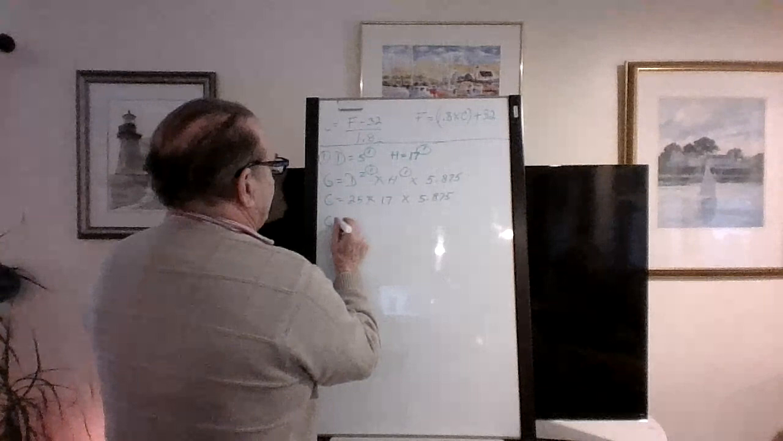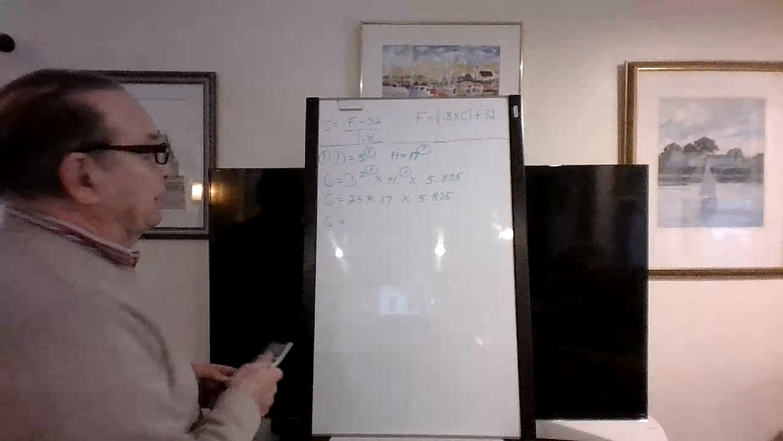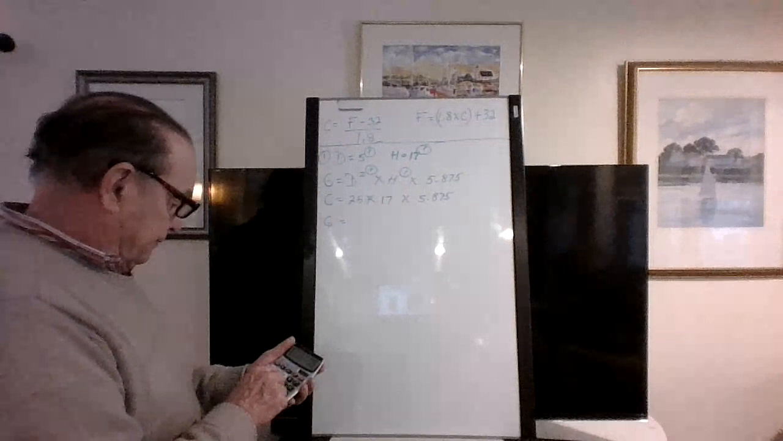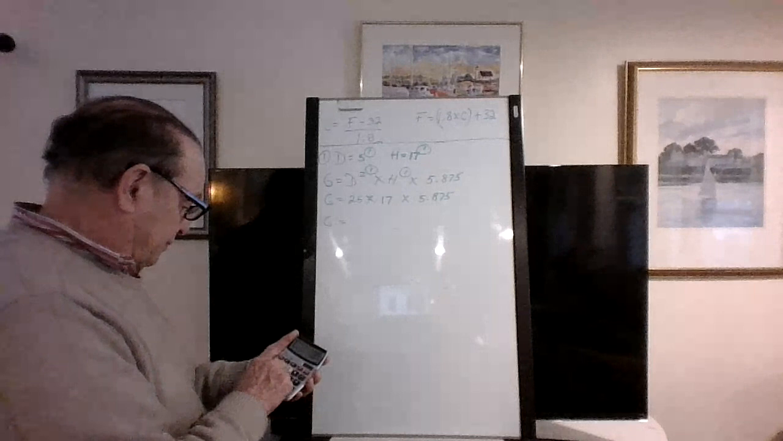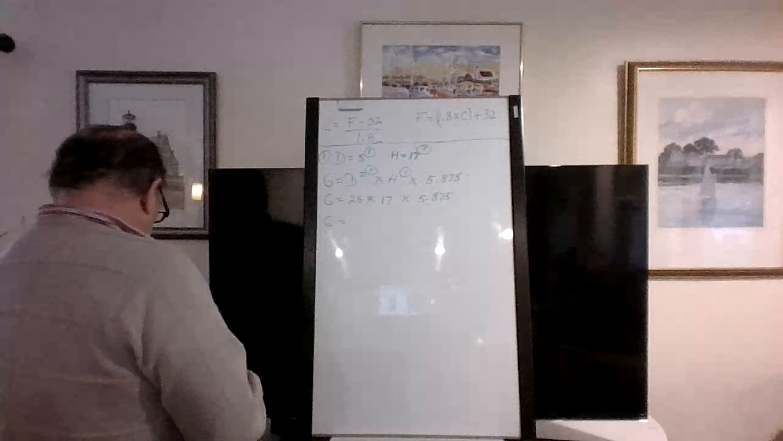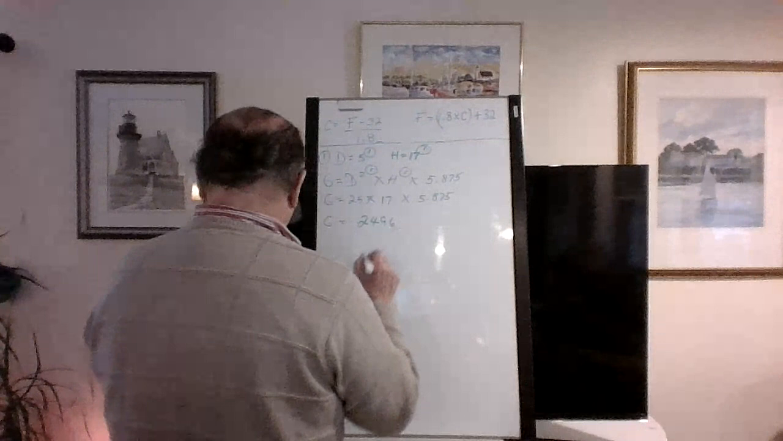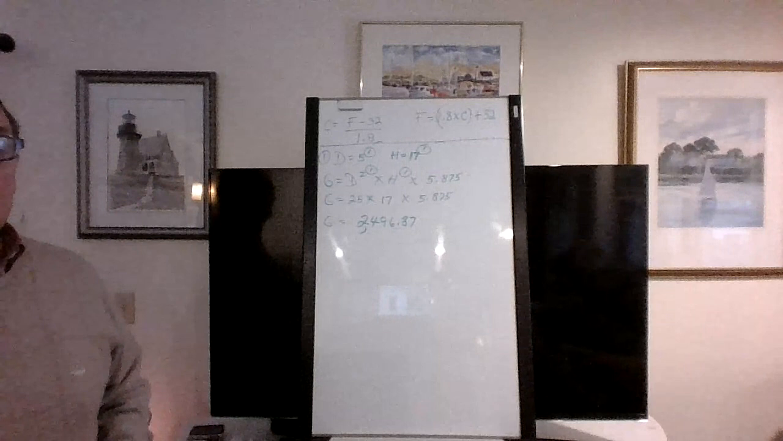All right. Like I said, I'm going to start cutting out some of the steps and go right for the answer. So what do we do? We're going to multiply 25, which is 5 squared, times 17. So let's see what that looks like. Looks like 4 and a quarter times 5.875. Okay, let me double check it, make sure. Yep, that's the same answer that I had earlier. Okay, 2,496 gallons. Good-sized tank.